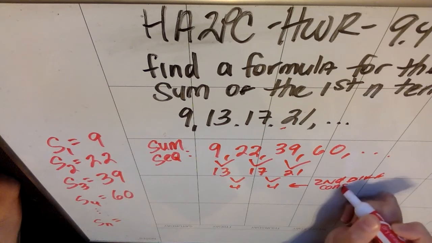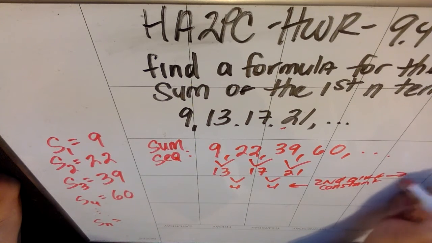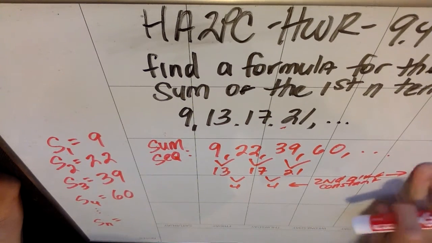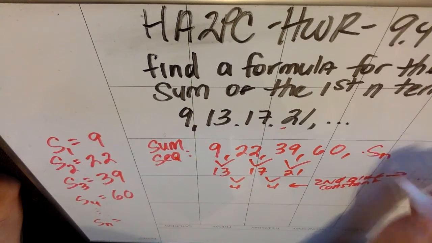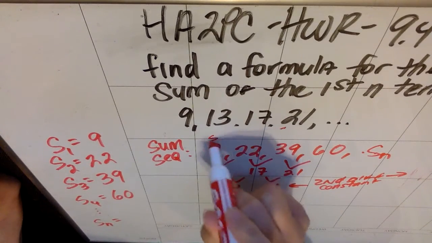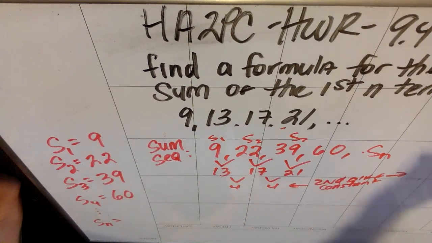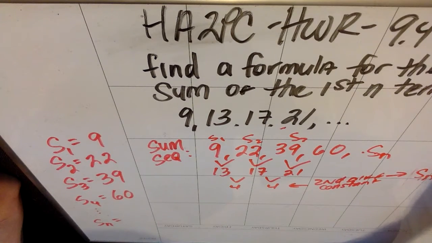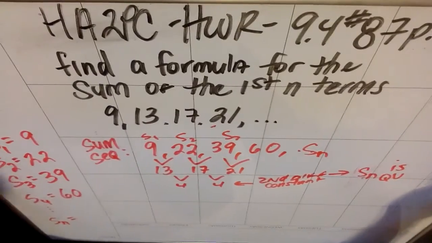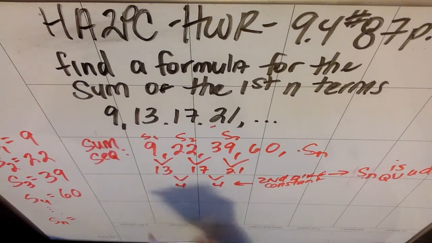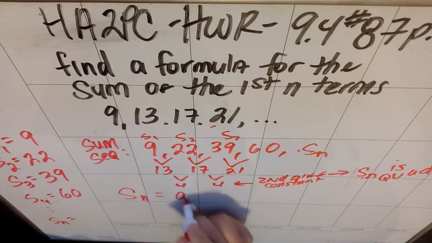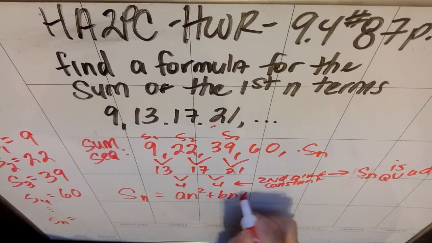if our second difference is constant, what that tells us is that the nth term, which in this case would be S sub n, because each one of these was the sums, this was S1, S2, S3, that our S sub n is quadratic, meaning that S sub n should be of the form an squared plus bn plus c.